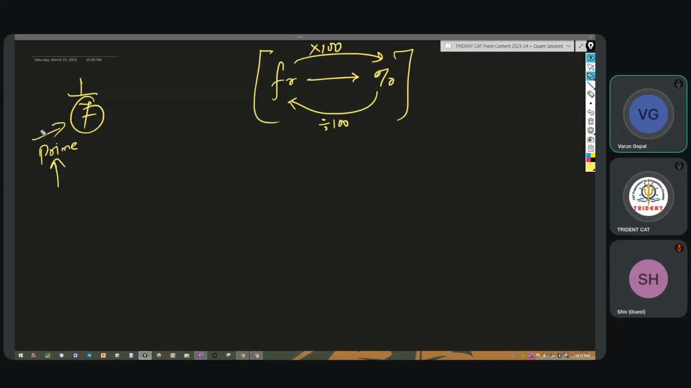But the essence of it is that 1 upon 7 is a prime number. So any prime I get in a denominator, I should always think of it like 100 upon 7 or 13 or whatever. Okay. So Varun, quickly, can you tell me the answer? 14.28. Great. Okay. You know the next drill that I'm going to give you, right?